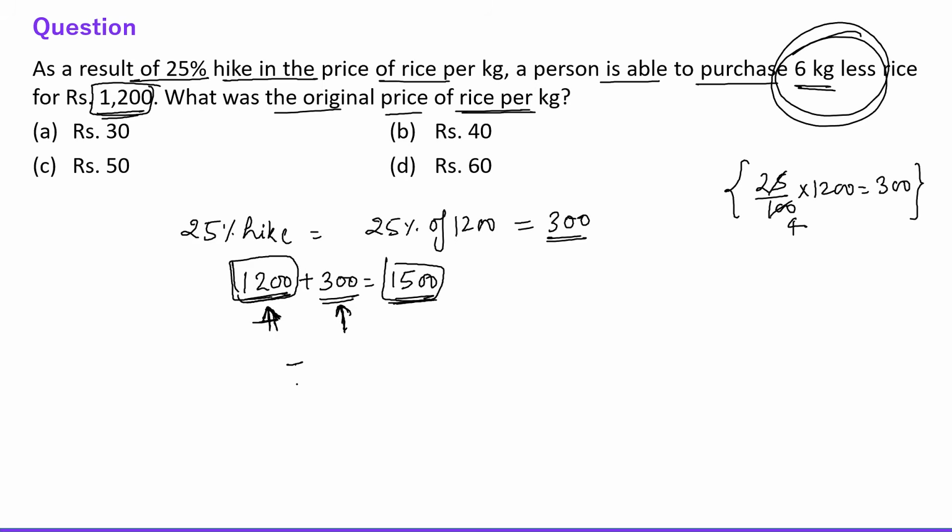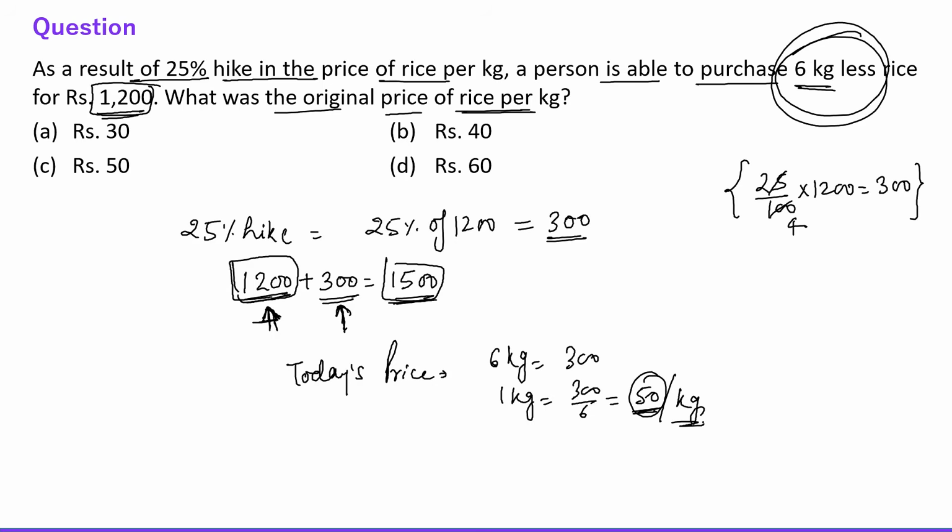So today's price, 6 kg is available for rupees 300. So 1 kg is available for rupees 300 by 6, which is 50 rupees. So today's price is 50 rupees per kg. They are asking what was the original price? Okay, what was the original price? So everyone, today's price is actually 125% of the original price. I repeat, today's price is 125% of the original price.